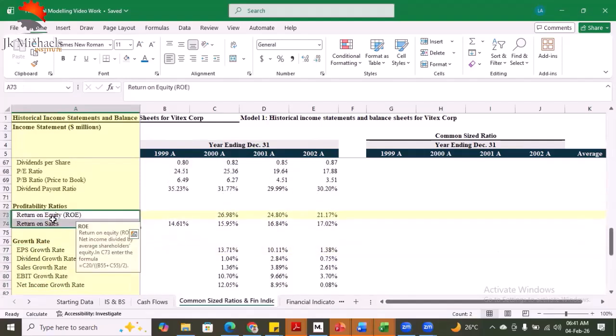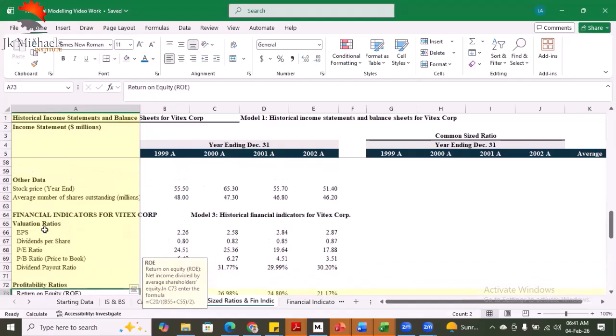and profitability, which is going to be our return on equity. I would have loved to add things like return on asset, but you can go ahead and calculate that. Return on capital employed and all of these, you can go ahead and calculate that. And then, of course, we have valuation ratios.